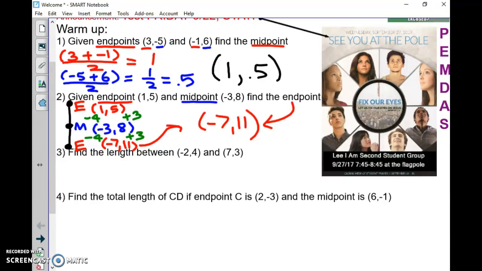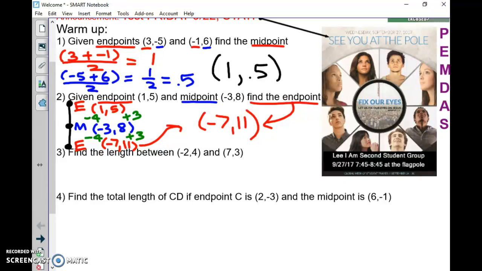You're going to use that when you're given an endpoint and a midpoint, and it says, find the endpoint. So on your assignment, when you're trying to knock that out, you might find that on the backside on numbers 13 and 14. Okay? Very similar.